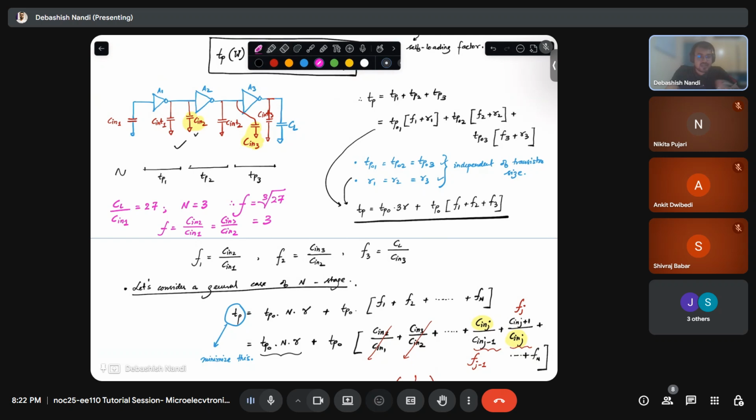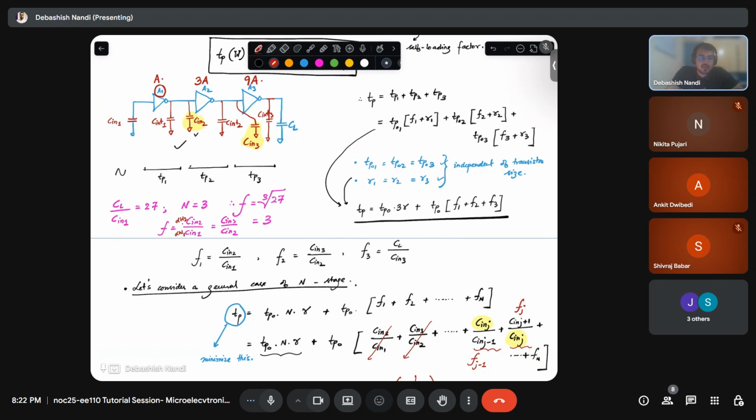And if your length is equal, then your W will be just 3 times, right? Because this is proportional to W, this is proportional to W. So W of 2 is 3 times W of 1. So if this size is A, then the size of this will be 3A and the size of this will be 9A.